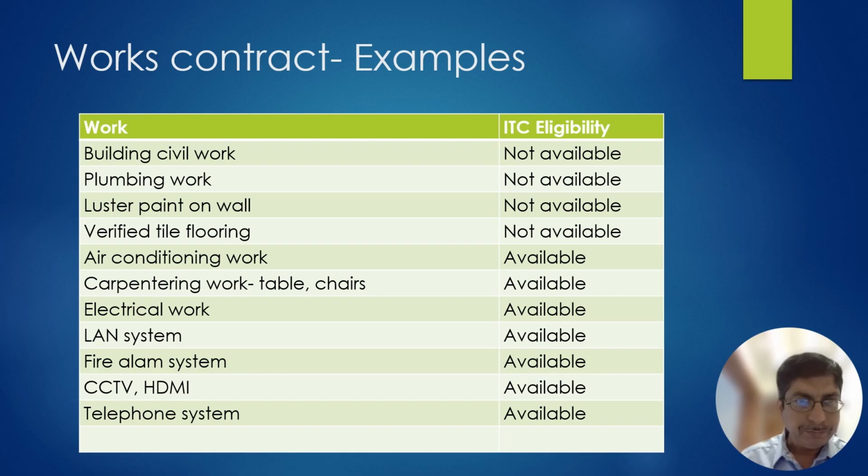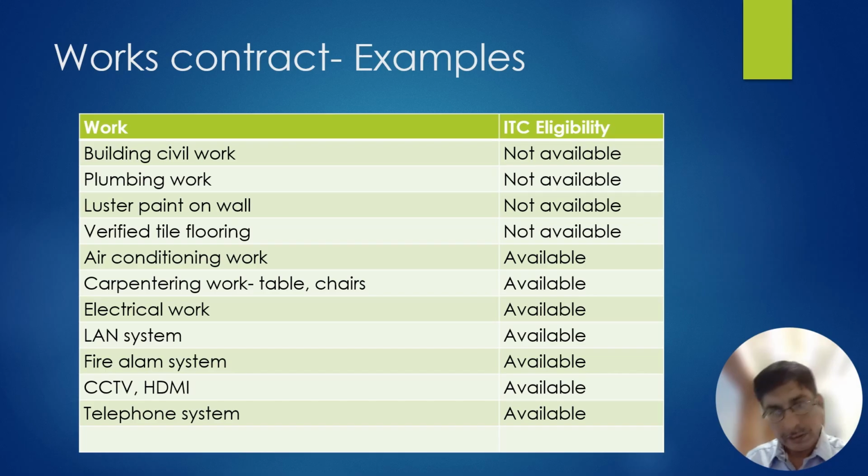First example, building civil work. Civil work is fixed to earth, so the credit is not available. Second example, plumbing work. Plumbing work is fixed to the wall or fixed to earth. You cannot remove it without damaging that wall or without damaging those plumbing pipes, etc. So the credit is not available. Luster paint on wall. It is fixed on the wall. It is fixed to earth. The credit is not available.